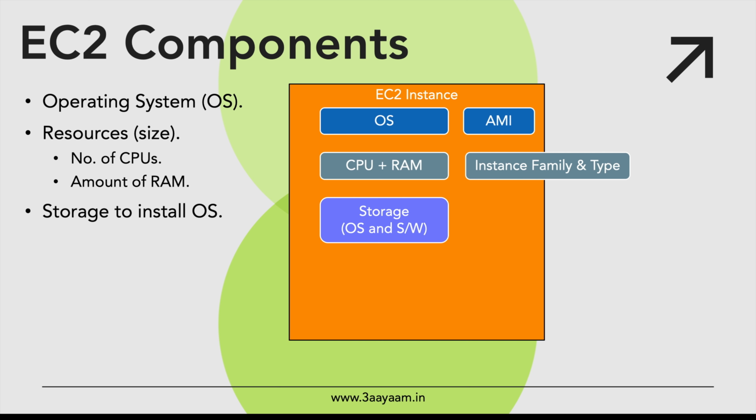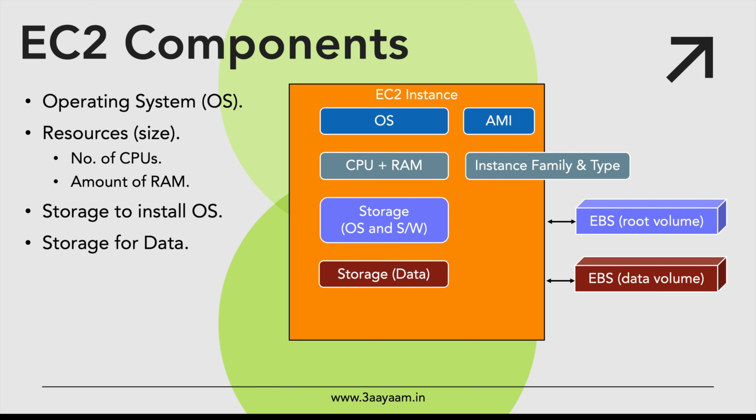Similarly, we have two types of storage here. One is the storage to install the operating system and the other software that we install in the EC2 instance, and that is stored in EBS, and it is called the root volume. Why root volume? Because this is where the operating system and all the other software would be installed. So the name is root volume, and it is backed by EBS, which is outside of the EC2 instance, and the EBS volume is attached to the EC2 instance.